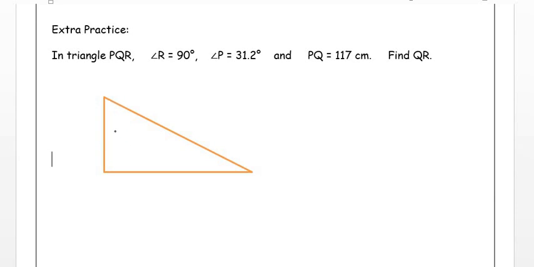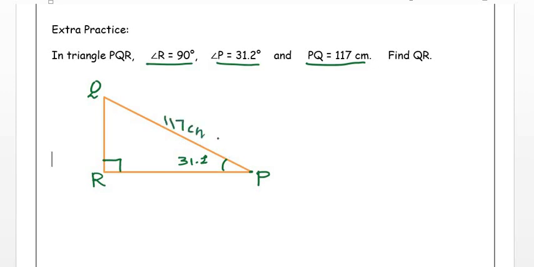We have to name the 3 vertices, right? So the one that is having the right angle, it's here, and what is its name? This vertex is R. Then we have to go to this point. What it will be? It will be angle P. So I can name it as P, and this is 31.2 degrees, right? So obviously the third corner will be, we have PR, so it will be Q. Now we have to write the measurements. So P to Q is 117 centimeters. So this is PQ. It is 117 centimeters.